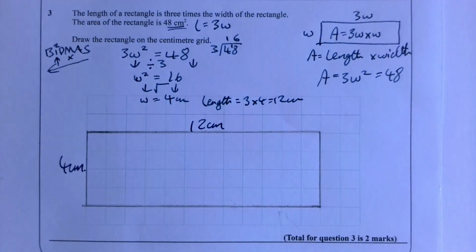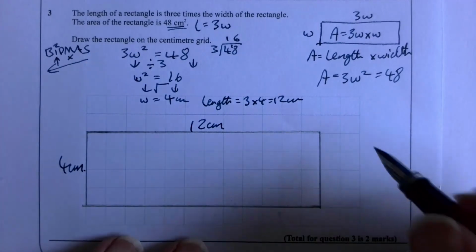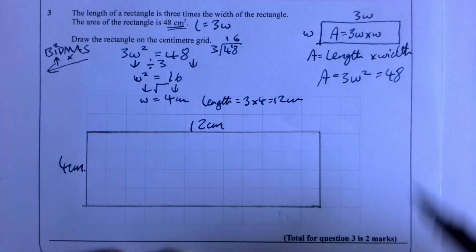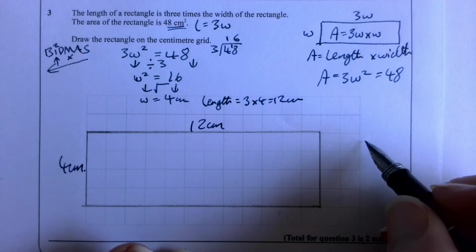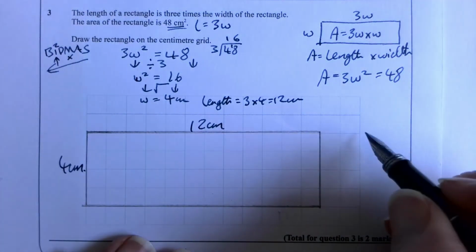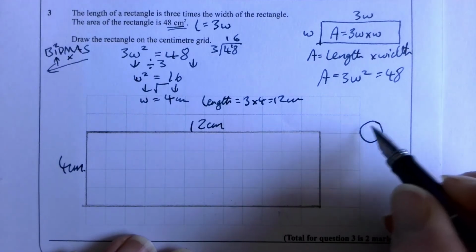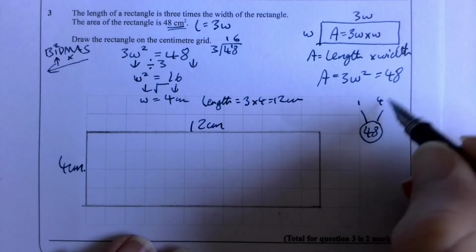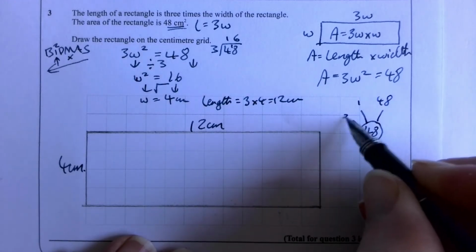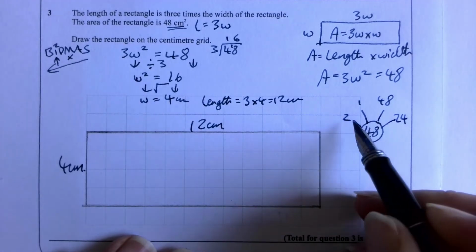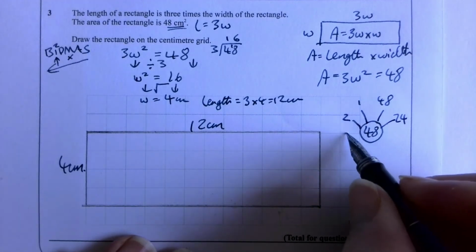Now is there another way you could find it? There is another way you could find it. If you don't like doing that algebra way, you could say to yourself, I know the area is 48, so I'm looking for two numbers that multiply together to be 48, and one of them's got to be 3 times bigger than the other. So you could go the factor route. What makes 48? 1 times 48. Then 2 goes in 24 times, but 24 is 12 times bigger than 2, so it can't be those.